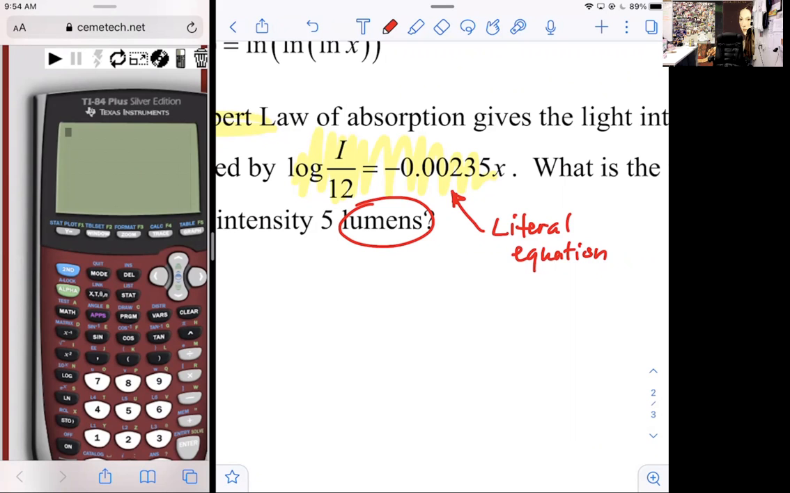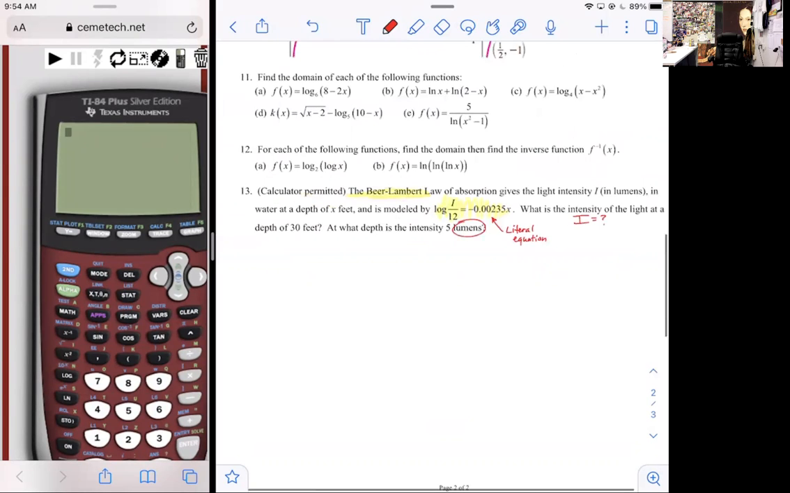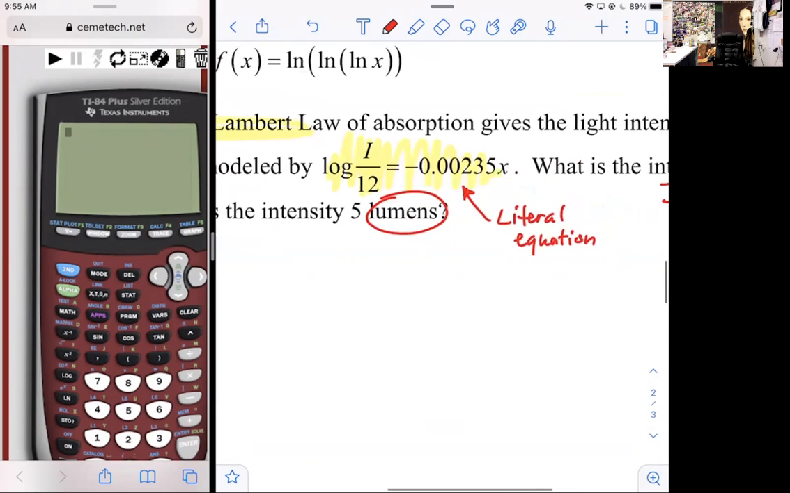Okay, so there's two questions here. It says, what is the intensity? So we're looking for I of the light at a depth of 30 feet. So that's when X is 30, right? So when X is 30, what is I? Now, again, notice this equation is not solved for I, nor is it solved for X. So we have two options here, okay?